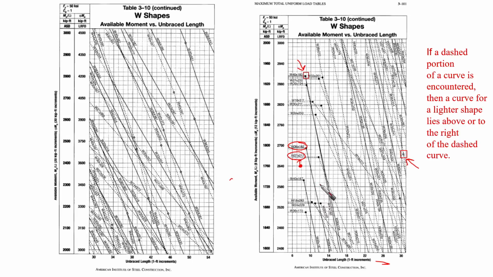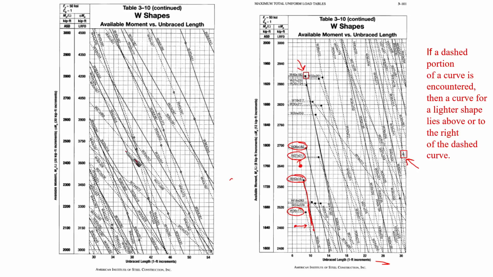If I am here, for example, or here, then if I go to the right, this is the dashed line, so this curve is not going to be the lightest for me. The next curve, which is this solid line, is going to be the lightest for me, and so on and so forth. Okay, so these are two different curves.